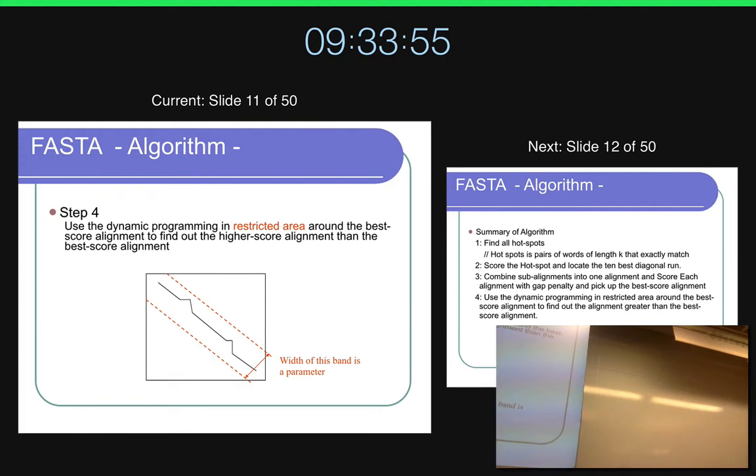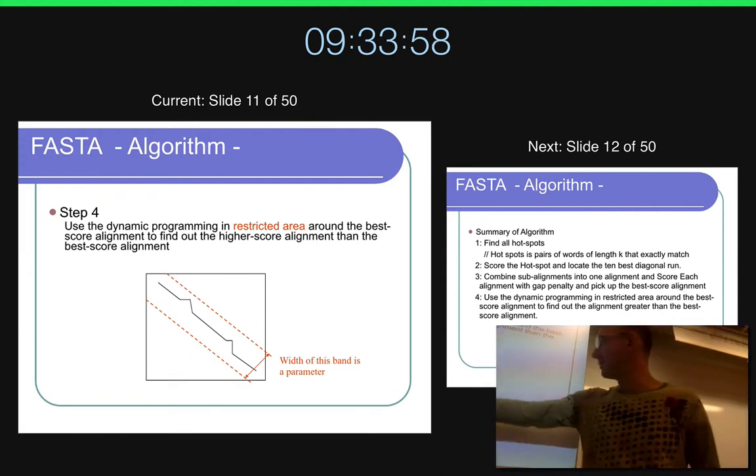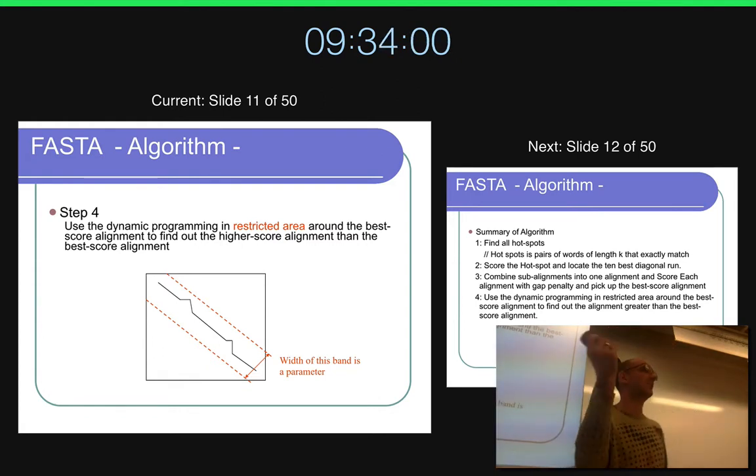So if this is just a small part of everything, I can save a significant part of computational cost.